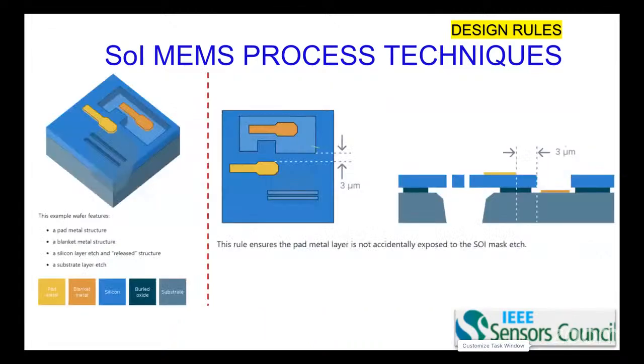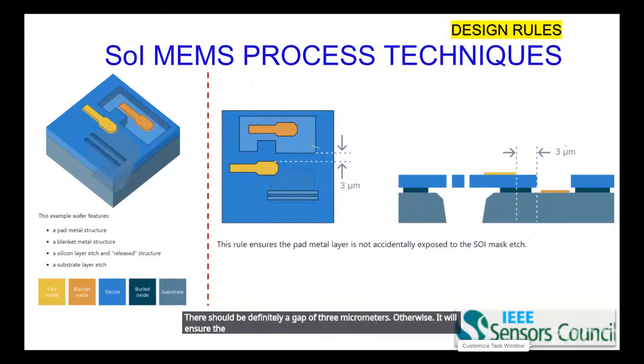Now, coming to the process rules. As we have this blanket metal and the metal layer, there should definitely be a gap of 3 micrometers. Otherwise, it will not ensure the pad metal layer is not accidentally exposed to SOI masking. While etching the SOI mask, there should be a particular amount of gap between this blanket material and this metal. And also, a minimum of 3 micrometer gap is required while you pattern the silicon structure.